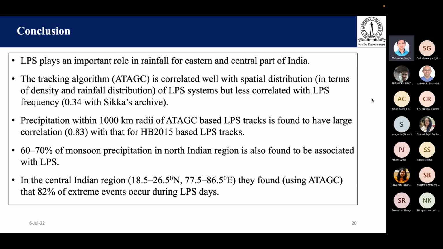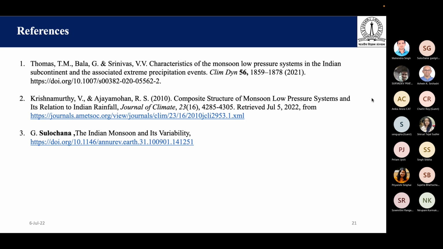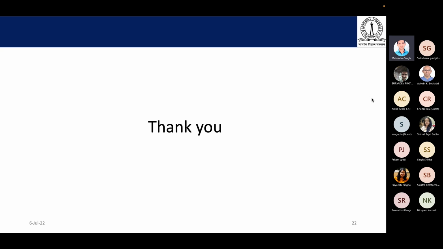60-70% of monsoon precipitation in the northern region is also found to be associated with LPS, and in the central region they found that around 82% of extreme events occur during the LPS days. These are the references. Thank you.